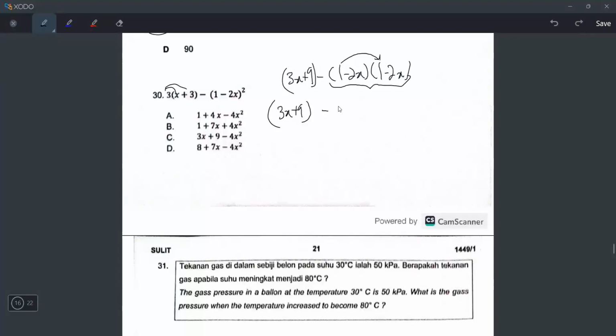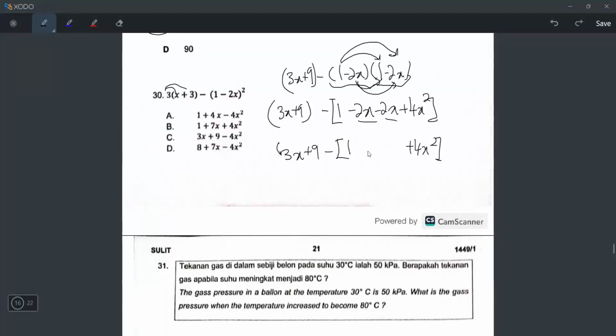You expand slowly. 1 times 1, 1. But I recommend putting in bracket. Okay. And then 1 times negative 2x, negative 2x, negative 2x times 1, negative 2x, negative 2x times negative 2x, positive 4x squared. Now it becomes 3x plus 9 minus, inside the bracket, there will be 1 plus 4x squared. What's negative 2 minus 2? Negative 4x.